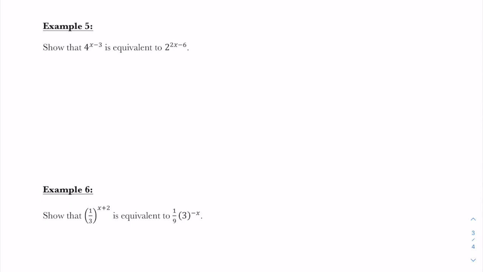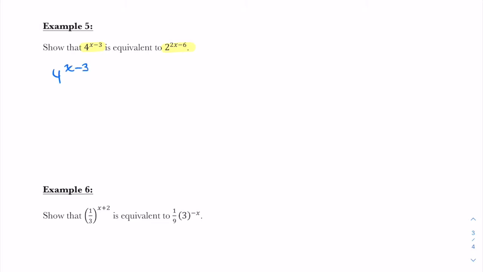Okay, in example 5, we're asked to show that 4 to the exponent of x take away 3 is the same as 2 to the exponent of 2x minus 6. With questions like this, where you're trying to show something is equal to something else, you're welcome to choose either of the two to start with. Let me show you what I mean. Let's begin with 4 to the exponent of x take away 3.